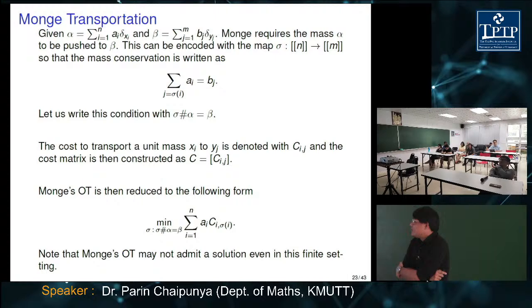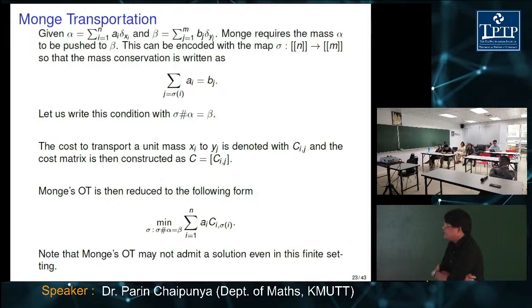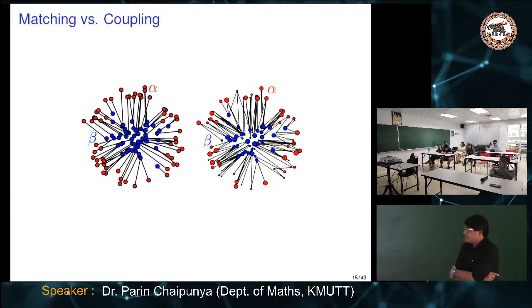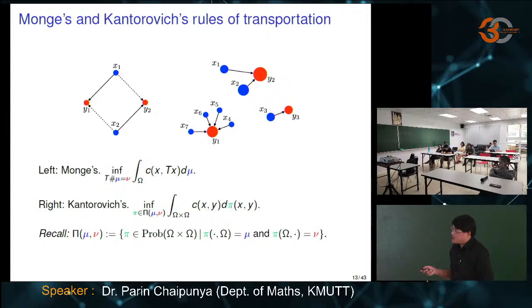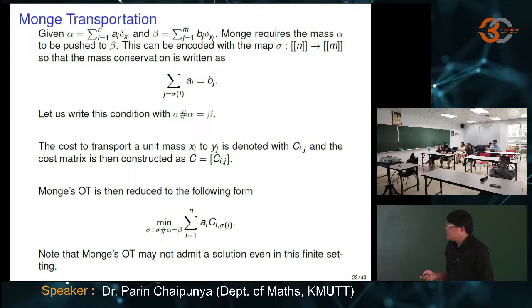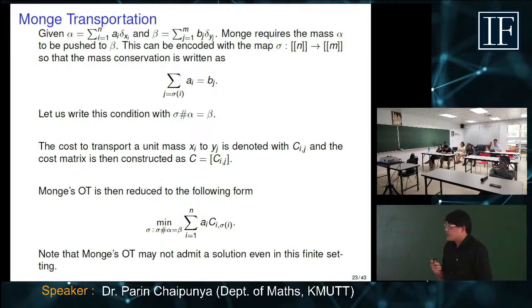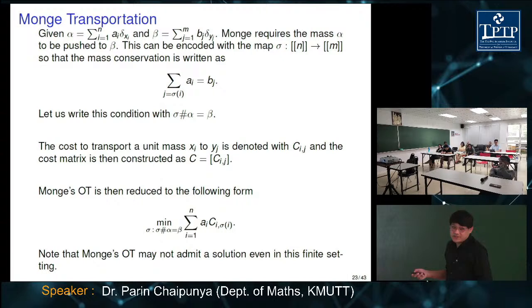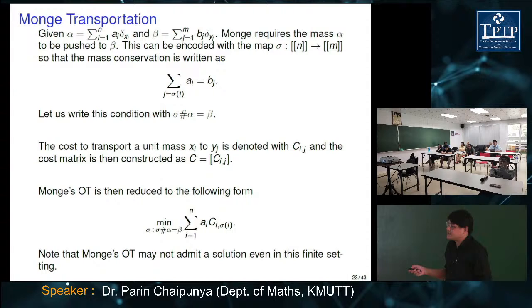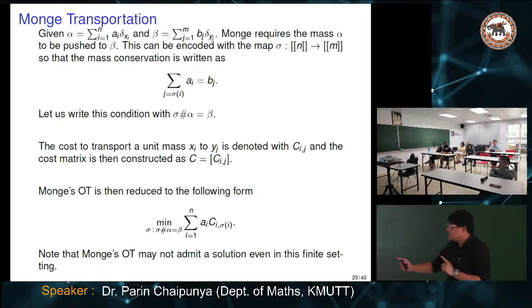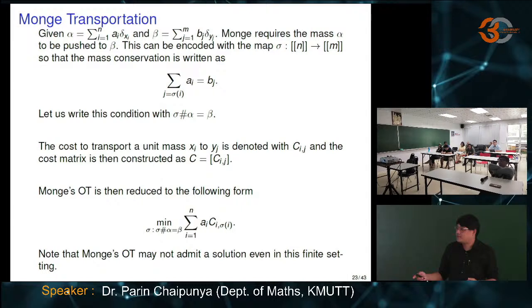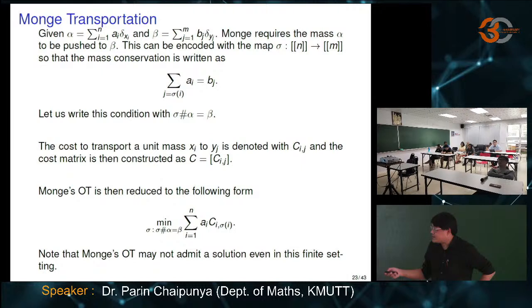So when you have finite mass points, the Monge formulation can be simplified. Let me recall a little bit. This is the original Monge formulation. If we consider finite mass points, we can simplify the Monge optimal transport cost to this problem. You can see that this is actually not difficult. This is a linear function. C is a cost matrix, where Cij is the cost to move a unit mass from xi to yj. Since you have finite masses, you can represent the cost in a matrix, and since this is a matrix, this is linear.